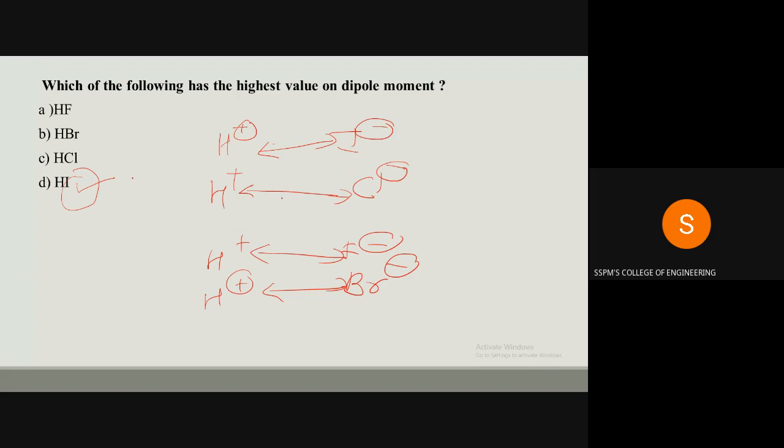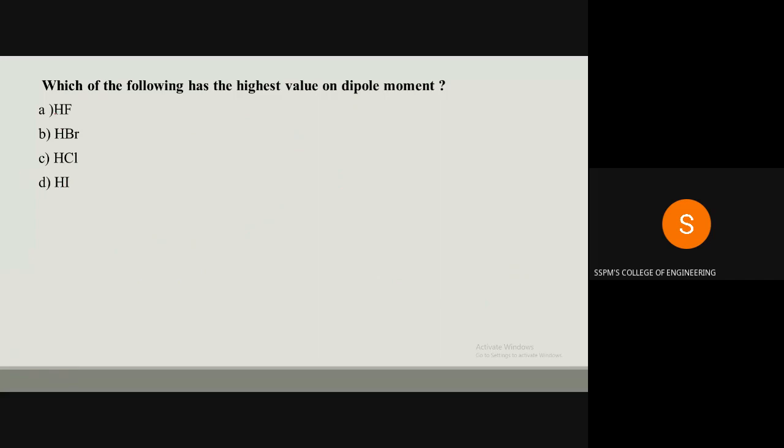The highest is not from the highest electronegative element by default. Here, the most electronegative is fluorine, then chlorine, then bromine and iodine. So the correct option is fluorine. HF has the most electronegative element. It has the highest dipole value, the highest value of dipole moment.